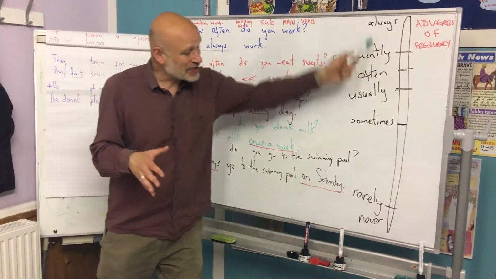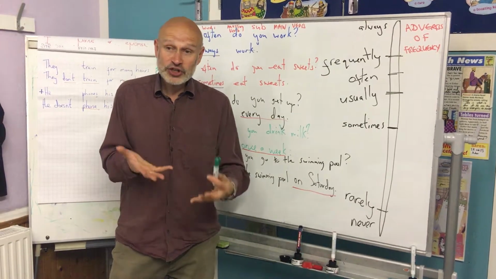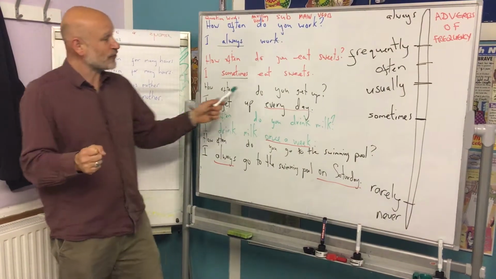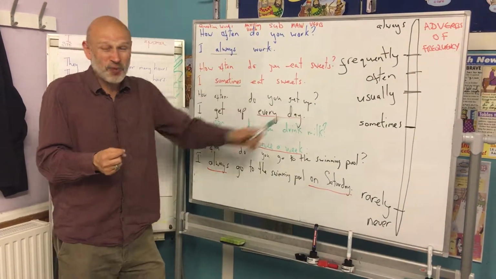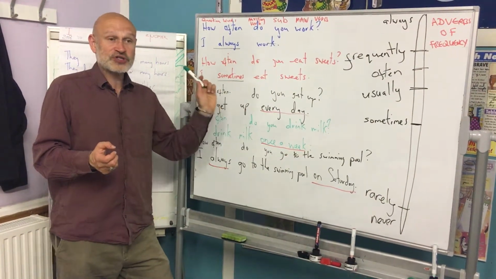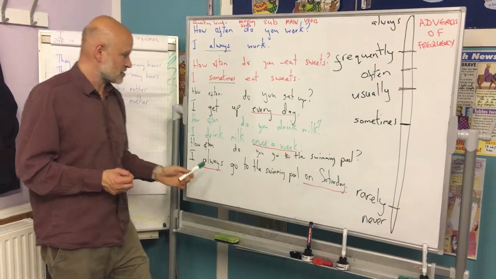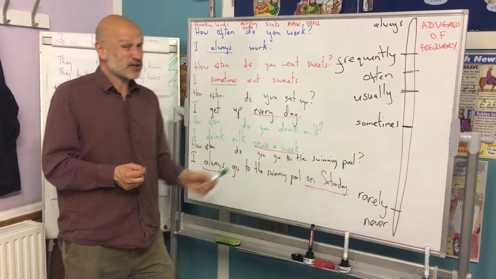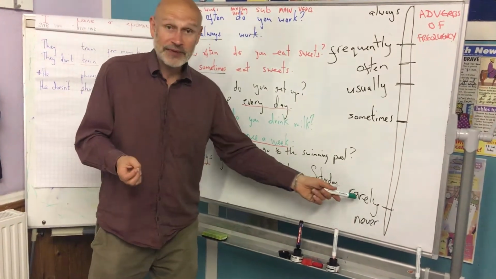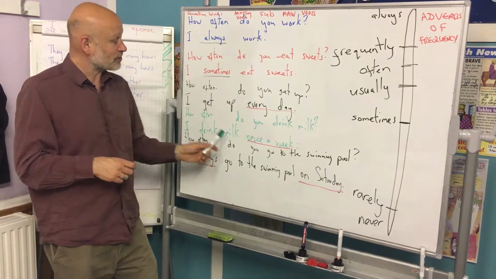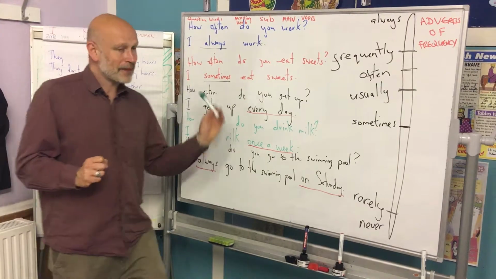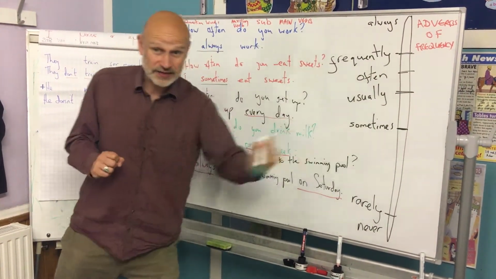But we don't need to use these. We can use other expressions of time. Here are some examples. How often do you get up? Well, silly question. I get up every day. And these expressions come at the end of the sentence. How often do you drink milk? Well, I drink milk once a week. You could say, I rarely drink milk. But you decided to say, I drink milk once a week, not a lot. These expressions always come at the end of the sentence.